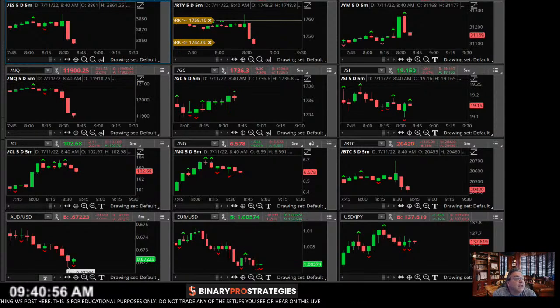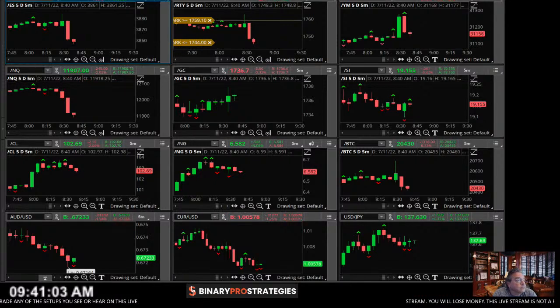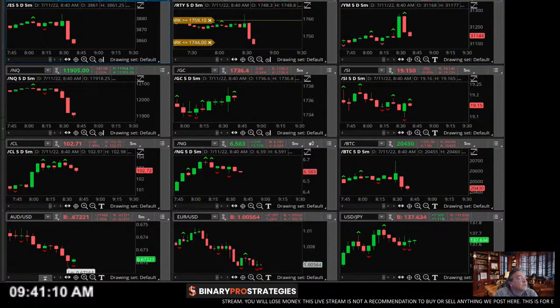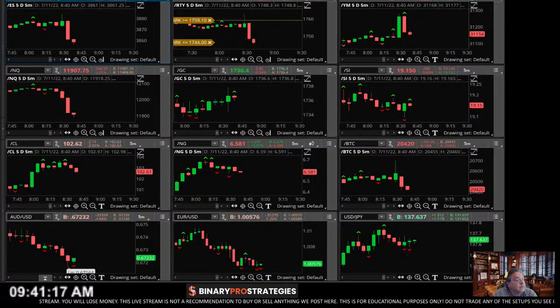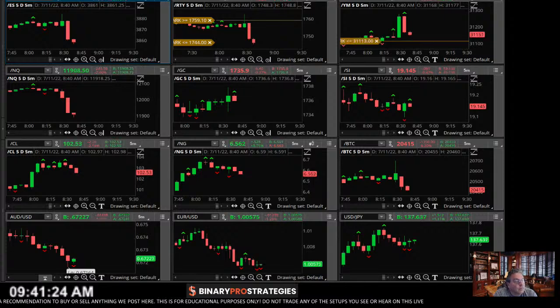YM is getting a short now again. This is an HF2 short going on your mini Russell. That HF2 short's going to put us down to 311.13. Go ahead and mark that. Profit target, 311.13. And if it needs to reverse, it's going to reverse at 312.63.